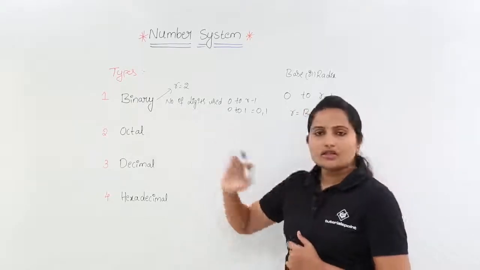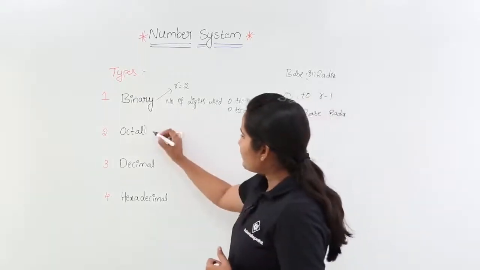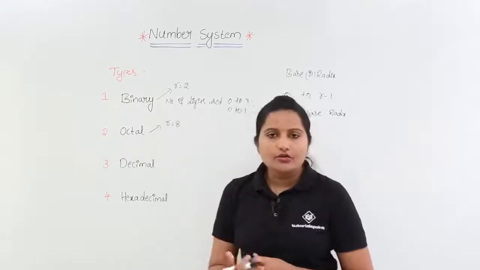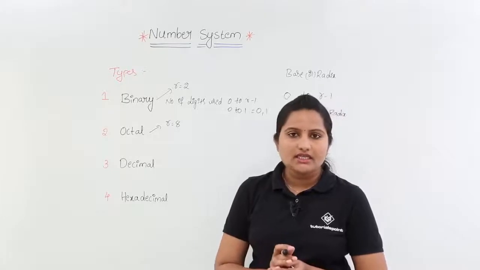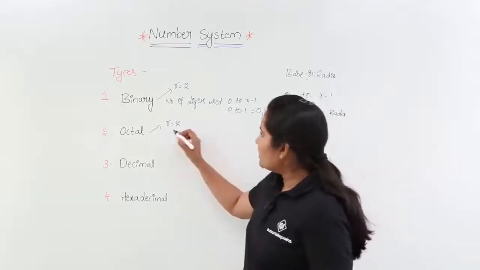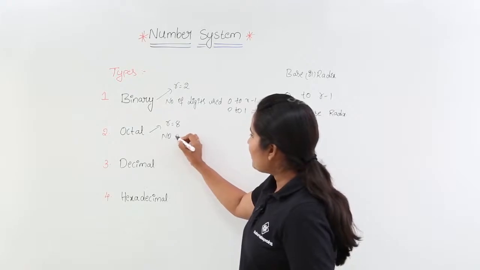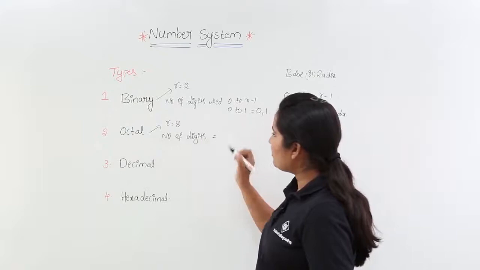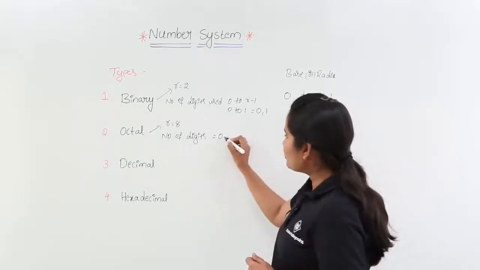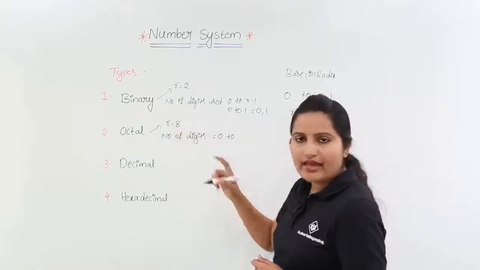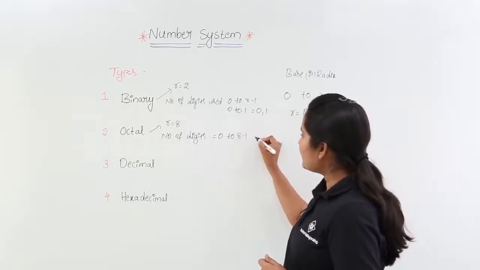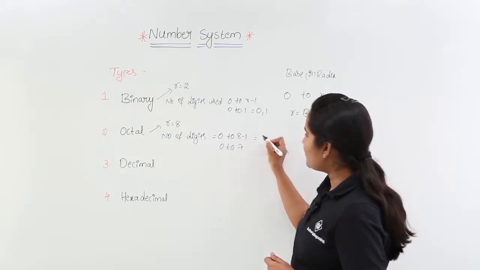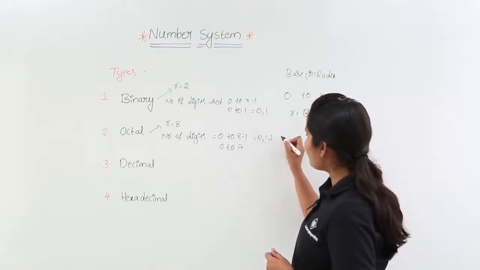Coming to the octal number system, the base or radix for octal is equivalent to 8. That means the value representing the octal number system is equivalent to 8. Now, the number of digits used is again 0 to r minus 1, and here the r value is 8. So, 8 minus 1 is equivalent to 0 to 7. This is nothing but 0 to 7, meaning 0 comma 1 comma 2 and so on up to 7.